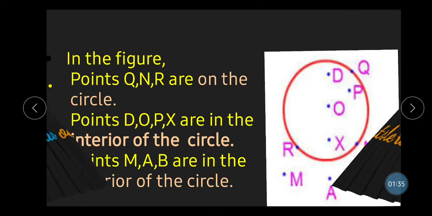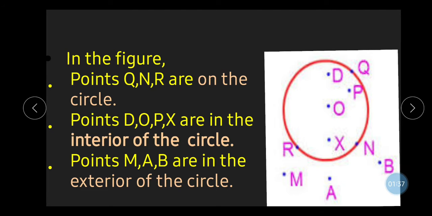Now kindly concentrate on the figure. You can see a circle over here. The center of the circle is point O. Now in the figure, you can see points Q, N and R. These points are on the circle, that is on the boundary of the circle. So points Q, N, R are on the circle.